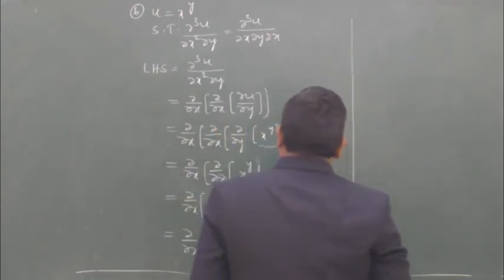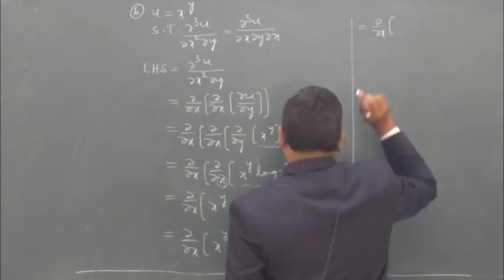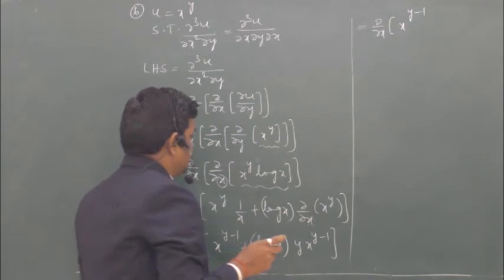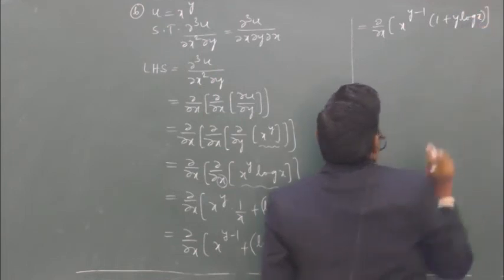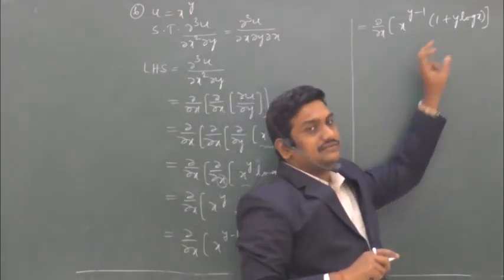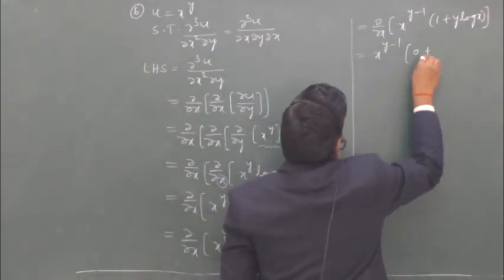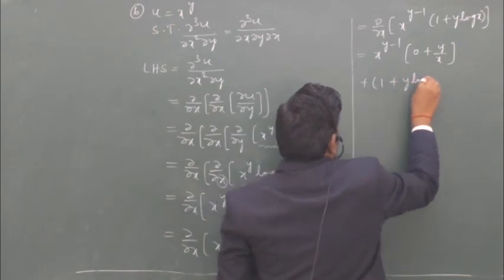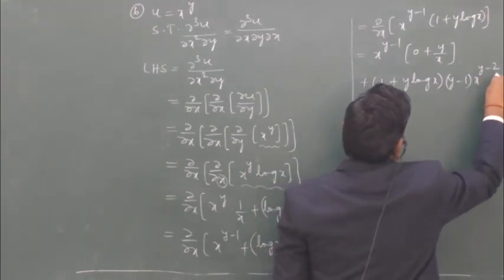Now it will be ∂/∂x of, take x^(y-1) common. The remaining term is 1 plus y log x. Now we are differentiating with respect to x, and it is partial derivative, and each term is involving x, so you need to apply derivative of uv. It is x^(y-1) into derivative of 1 is 0, derivative of y log x is y by x, plus 1 plus y log x into (y-1) into x^(y-2), and derivative of x is 1.